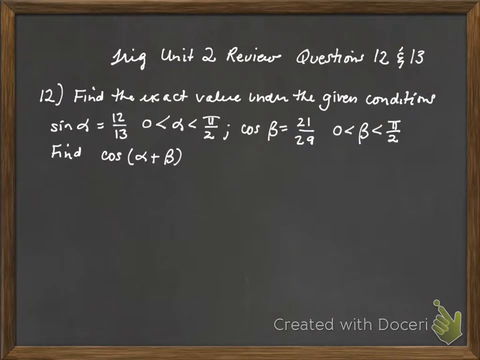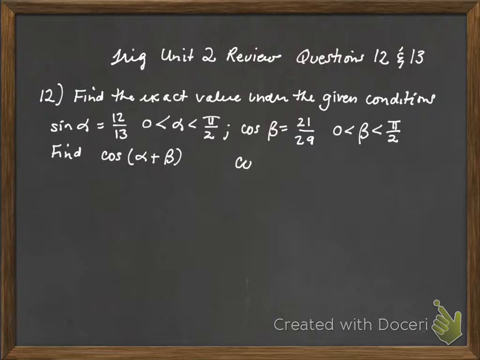This is Trig Unit Review number 2, questions number 12 and 13. Number 12 says find the exact value under the given condition: sine alpha equals 12 over 13, where alpha is a value between 0 and pi over 2, and cosine beta equals 21 over 29, where beta is a value between 0 and pi over 2. Find cosine of alpha plus beta.